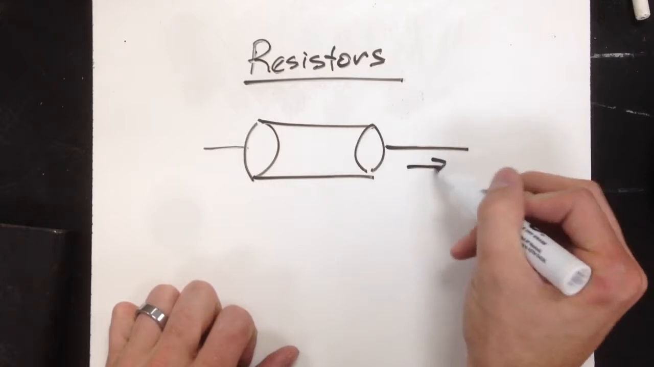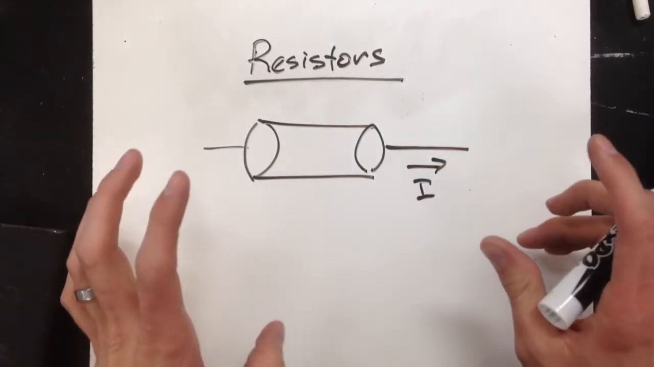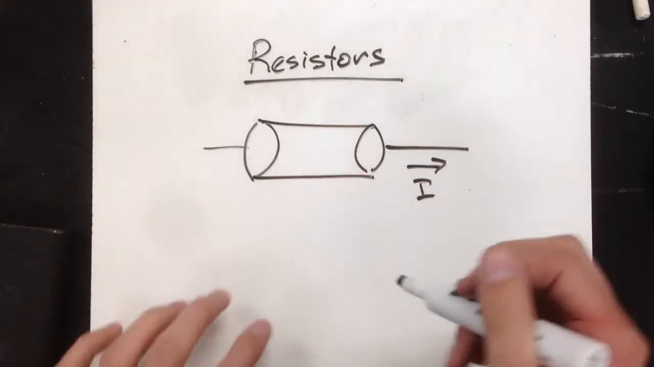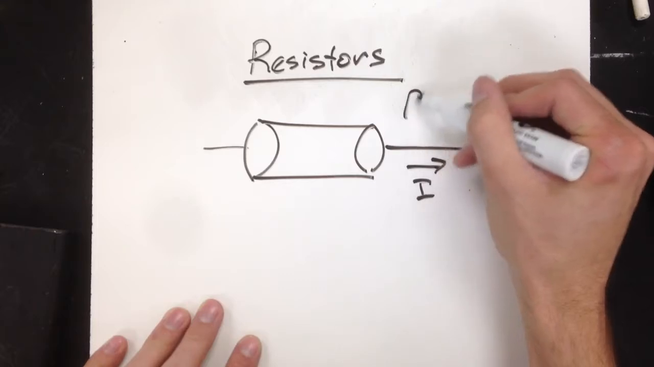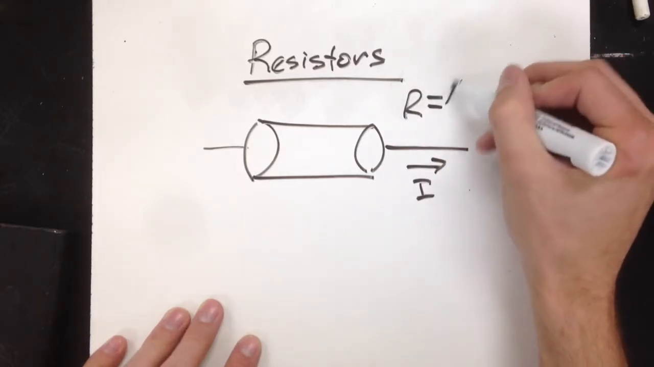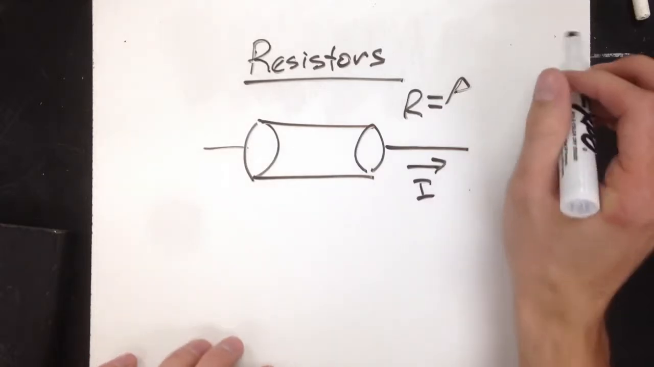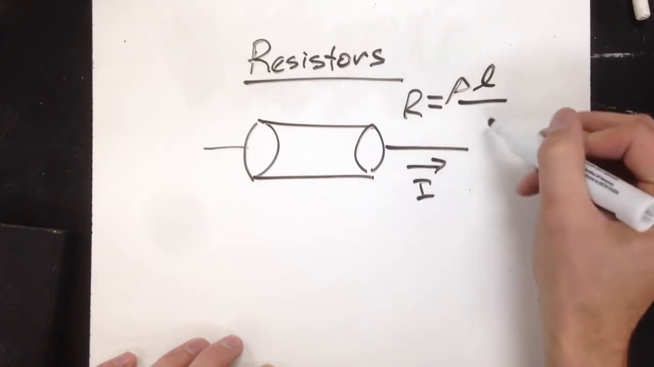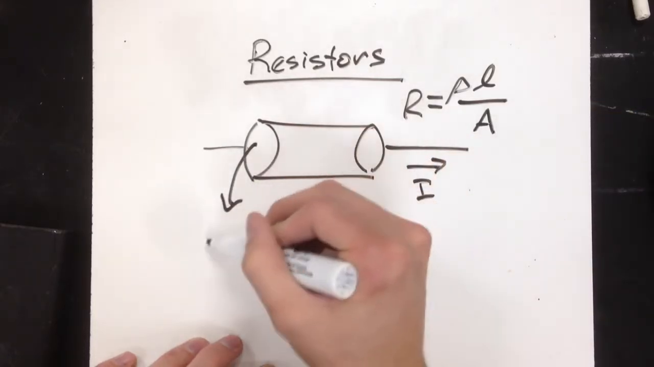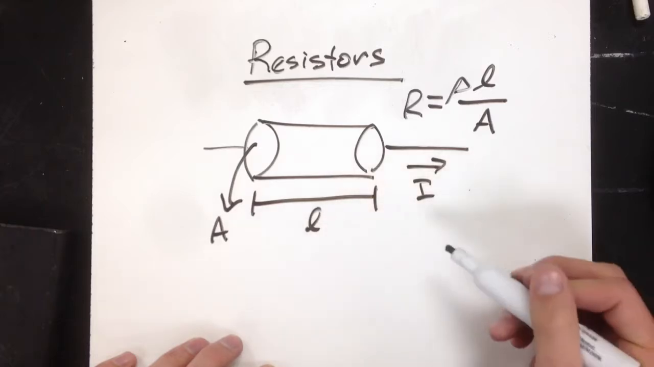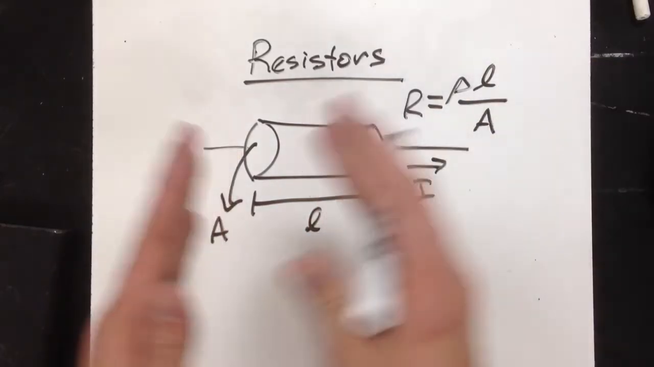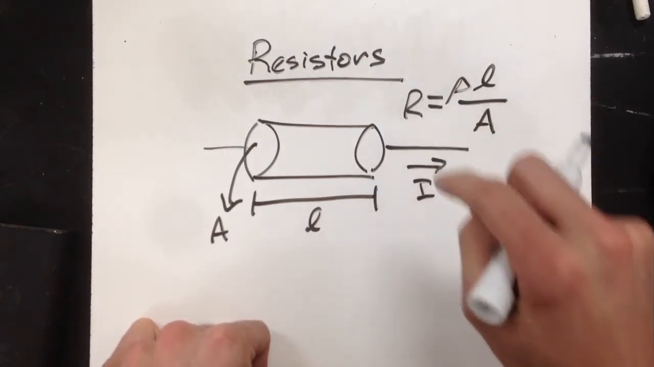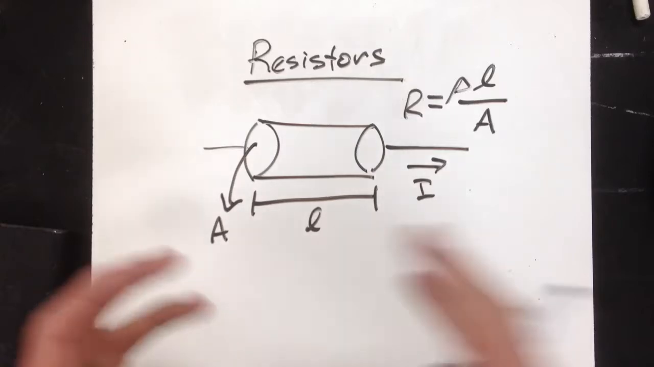So current, I, is like your water flow, but it works just like with a pipe. With a resistor, you have a certain resistance, and that's equal to its resistivity times its length, all divided by its cross-sectional area. So this thing has an area, it has a certain length. Now if you look, the longer the wire, the more resistance there is. The larger the area, the less resistance there will be. Just like with a pipe of water.